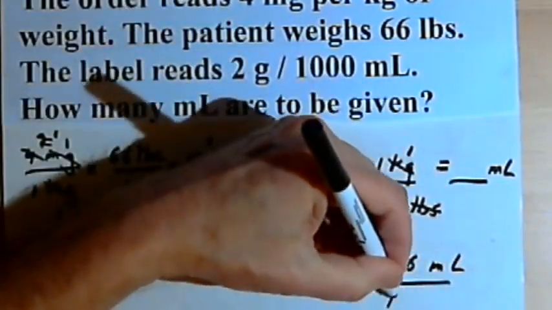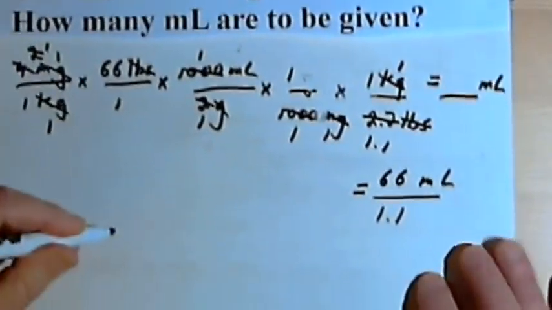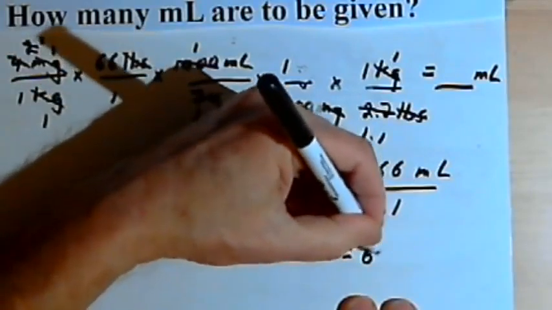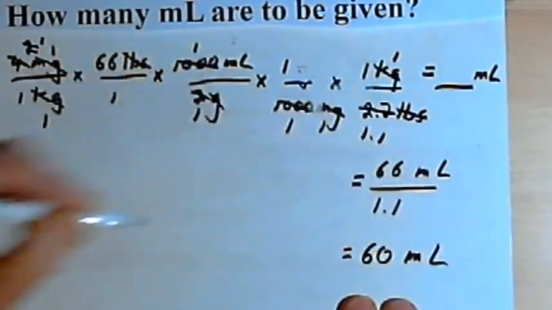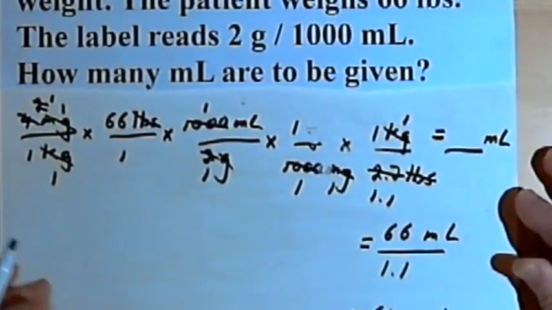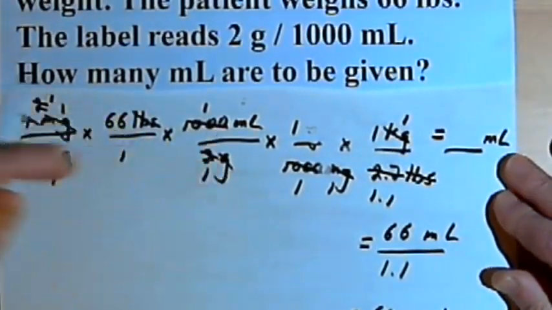over 1.1, and I can simplify this fraction and turn it into just 60 milliliters. Okay, so for as complicated as this seemed, it was just a series of little steps.